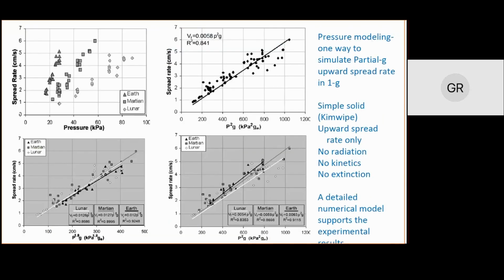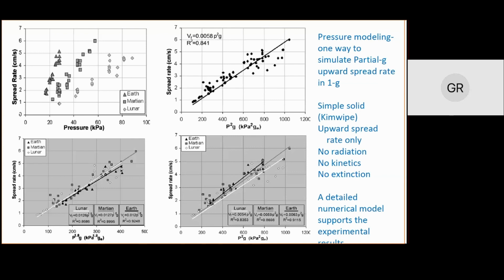The spread rate at the 3 different gravity levels, Earth, Martian, Lunar, is clearly different. But if you try to correlate, you can plot everything on the upper right graph using P squared G. That's what we started with. This curve looks pretty good, but if you look at the graph below, when you plot each one of them, lunar, Martian, you see a systematic deviation. That's why Julie ended up using P to the 1.8 G. Then the data were correlated.